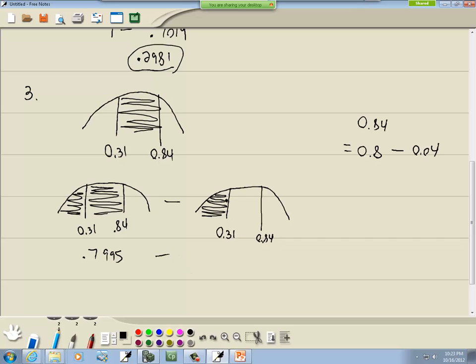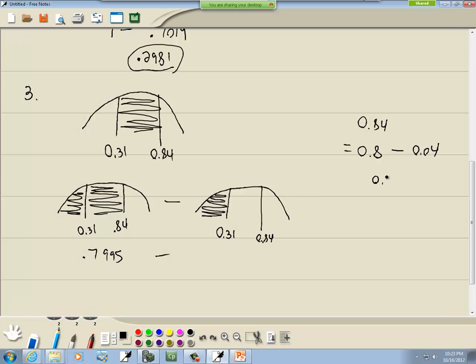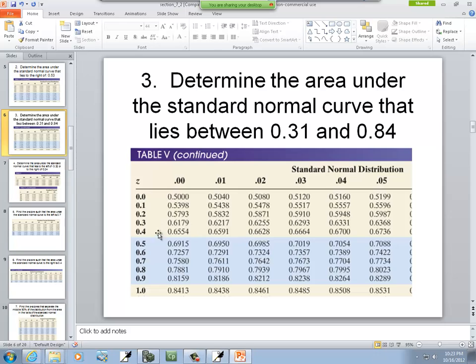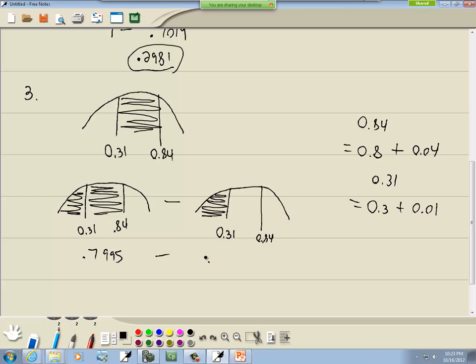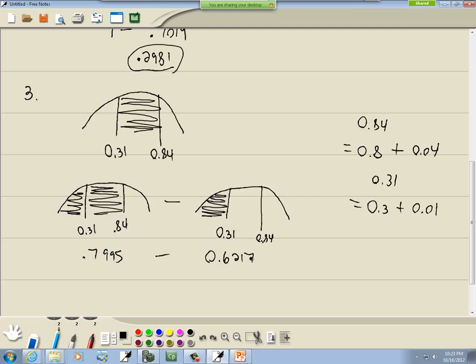Minus, now we're looking up the area to the left of 0.31. Again, 0.31 would be your 0.3. Let me put a plus here just to indicate that. Plus 0.01. So I'm looking up the intersection of 0.3 and 0.01. Here's 0.3, here's 0.01. So that would give me 0.6217. What did I say? 6217.